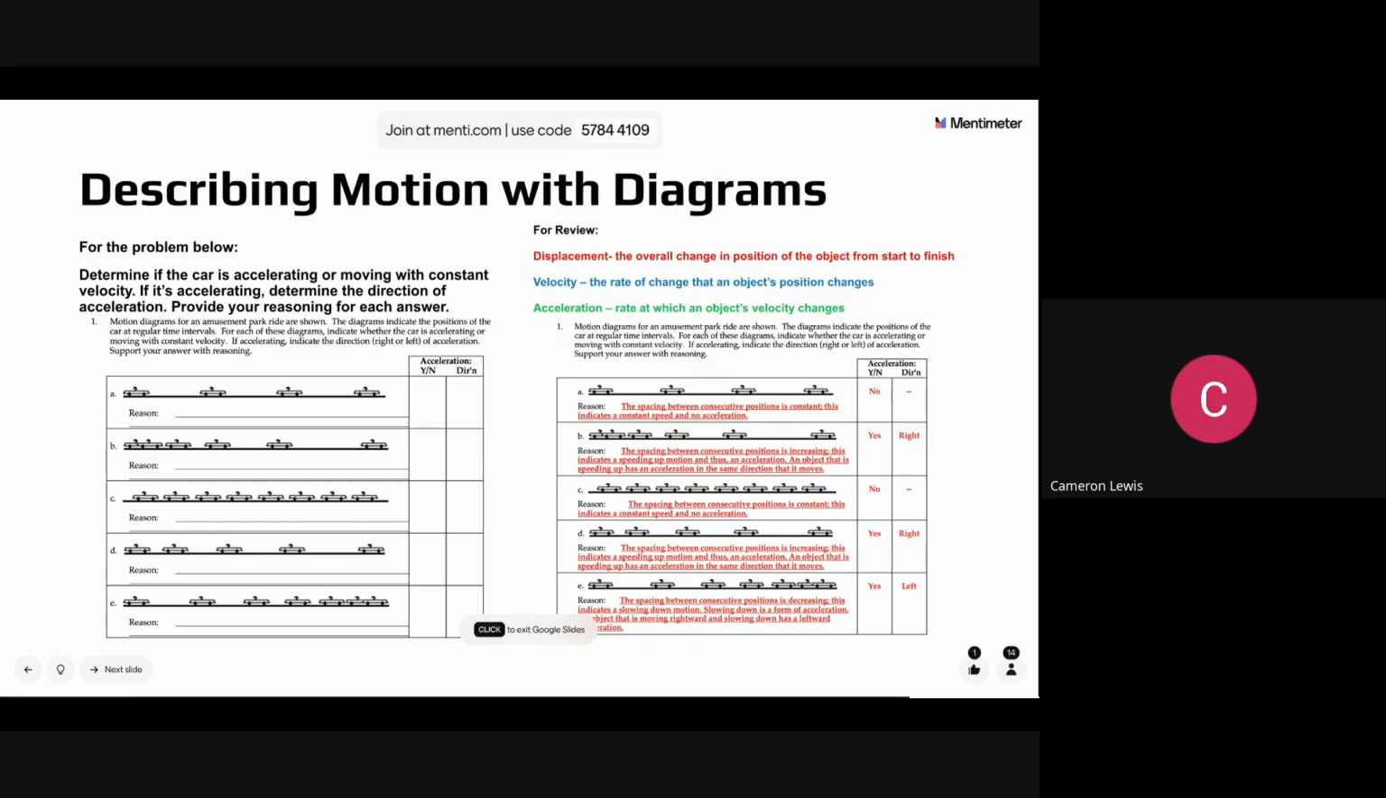Then for the last one, you could say they're accelerating to the left, or you could say that the spacing in between them is decreasing, so it's slowing down. But either way, whether you're looking from left to right or right to left, we still know that it's accelerating because we have a change. And as somebody said earlier, the rate of change is changing over time. So you guys actually did pretty good with that one.